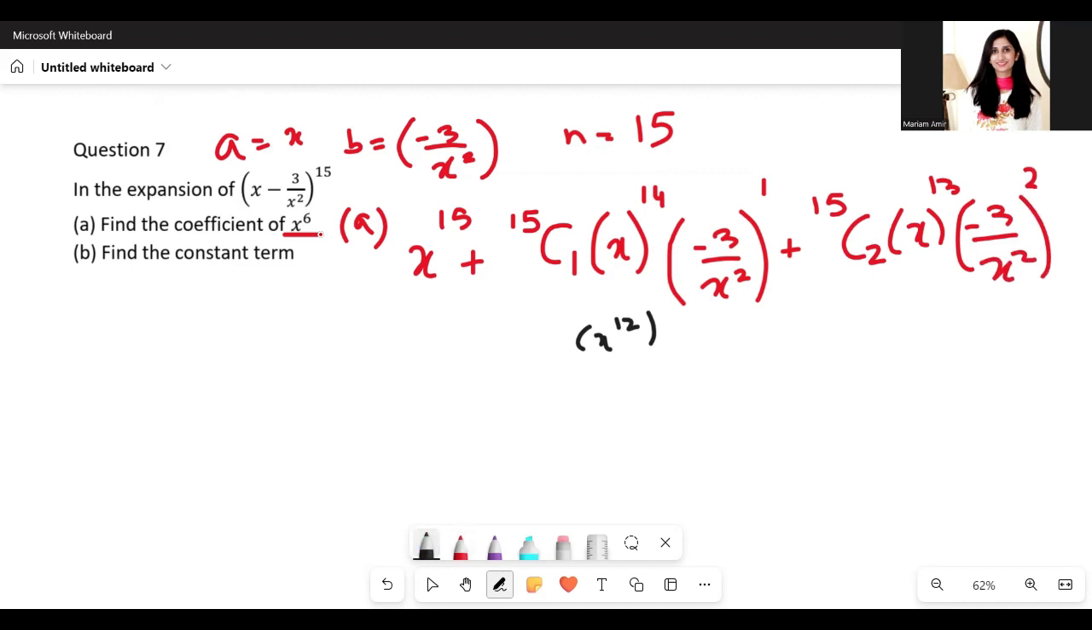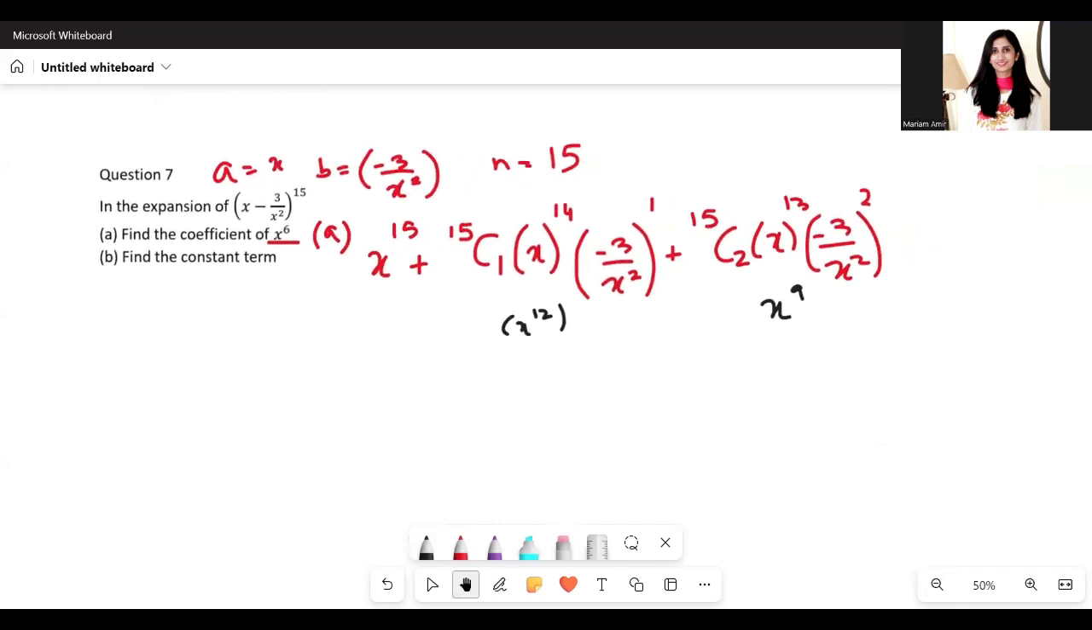Now let's stop and check. The numerator will become x power 13 after simplification, and the denominator will be x power 4 because there's x squared in the denominator and also a whole square on the bracket. So it's going to become x power 4. Does that give us x power 6 after simplification? No, it gives us x power 9. So that's not even the x power 6 term.